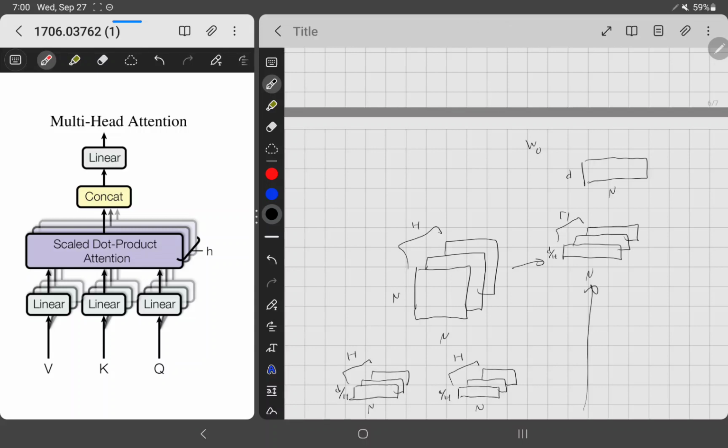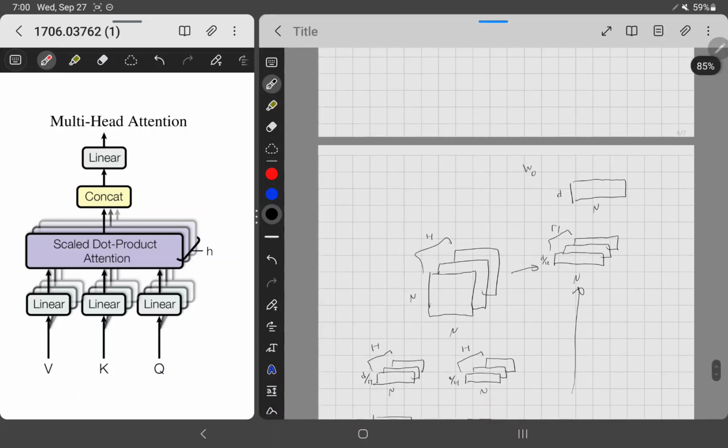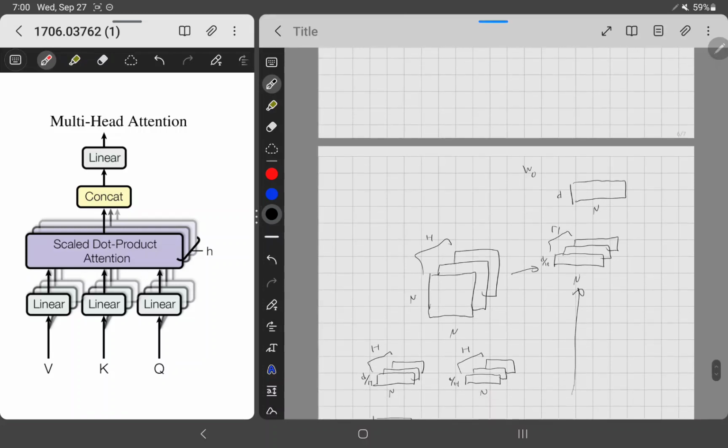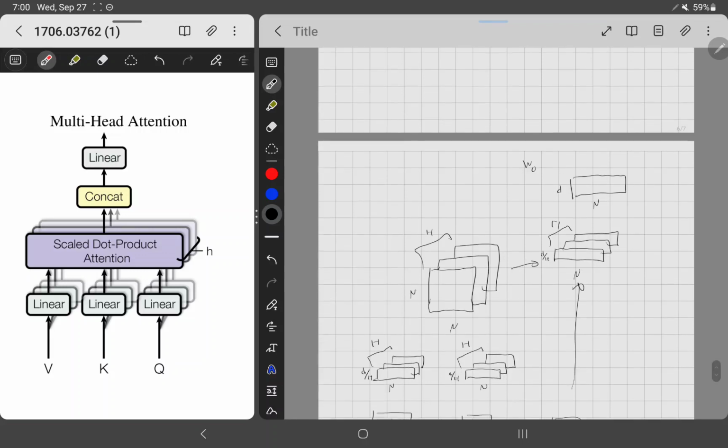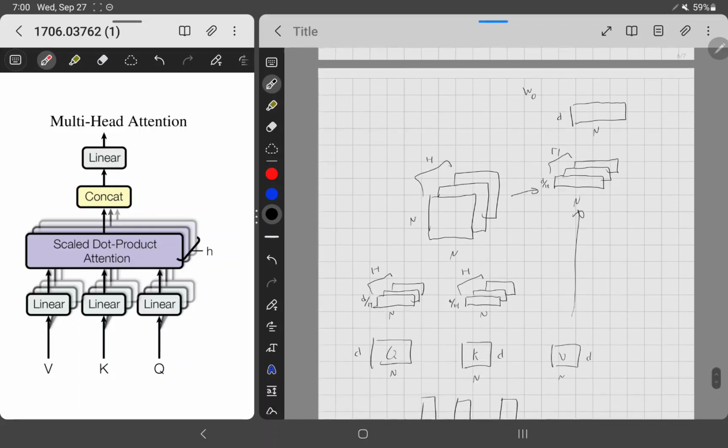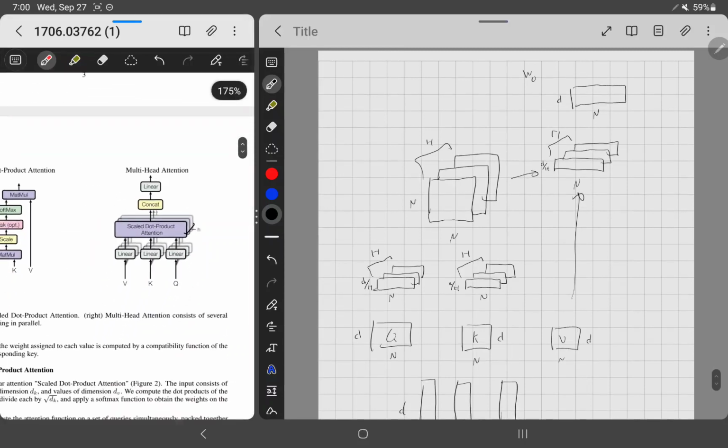So you don't actually do attention with the full vectors, you do it with the split up ones. It also allows you to parallelize, so it's good for GPU training. So that's multi-head attention. That's all it does extra.